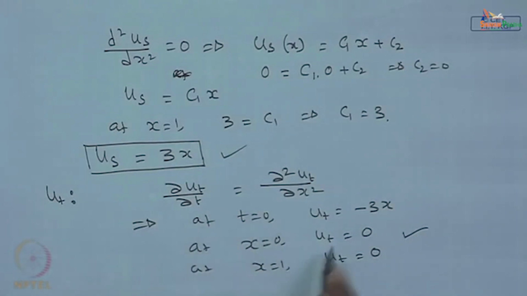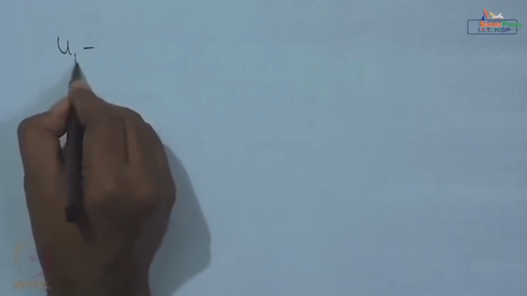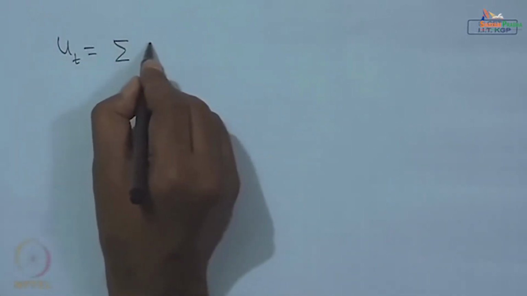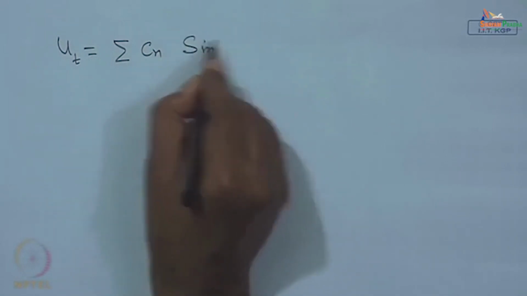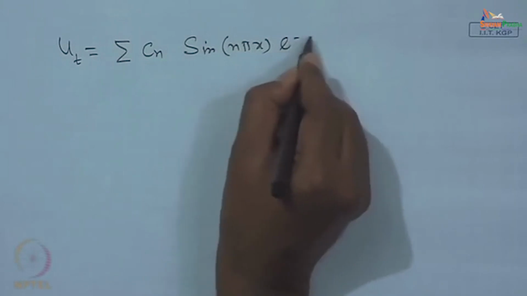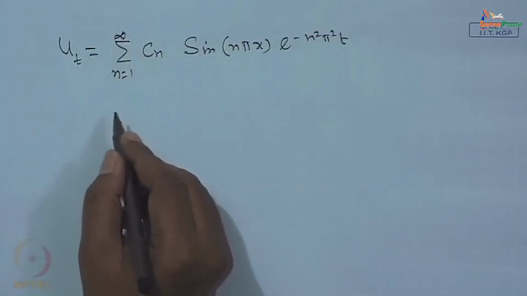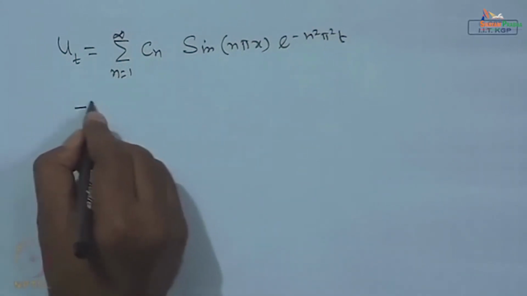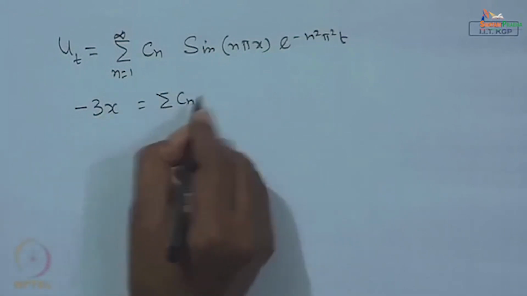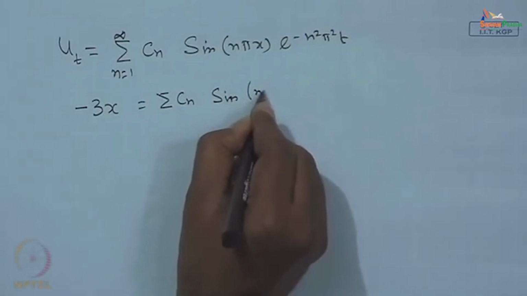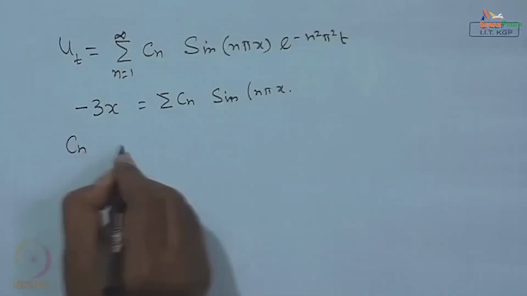So, we have already seen the solution to this problem, that the eigenvalues will be constituted by n pi and eigenfunctions will be constituted by sin n pi x. So, we will be getting a complete solution here, that u t is nothing but C n sin n pi x e to the power minus n square pi square t, n is equal to 1 to infinity, and we use the initial condition, that is minus 3 x should be equal to C n sin n pi x.